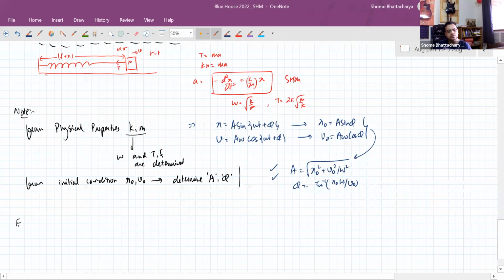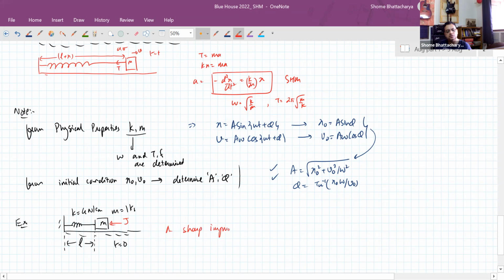So quick example of this. Suppose we have a system which has spring constant equal to, let us say, 4 newtons per centimeter attached to a block of mass 1 kg. Now, initially, suppose the system is at the natural length position of the spring, at t equal to 0.